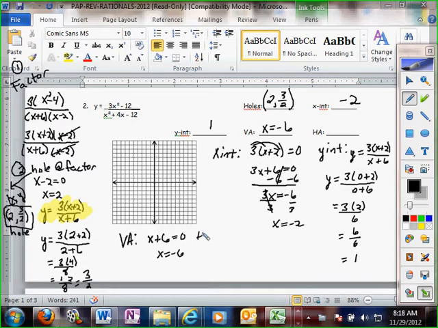Now to find the horizontal asymptote. To find the horizontal asymptote, we have to find what A, N, B, and D are. Remember, A is the number in front of x on top. N is the power of x on top. B is the number in front of x on bottom.